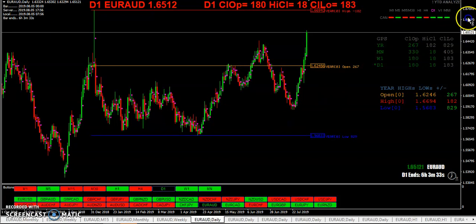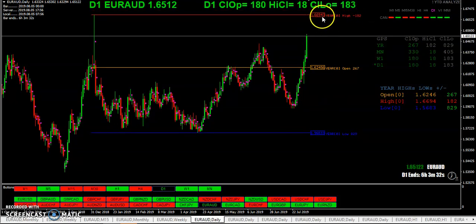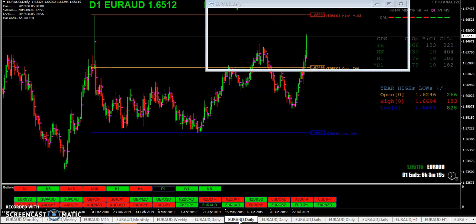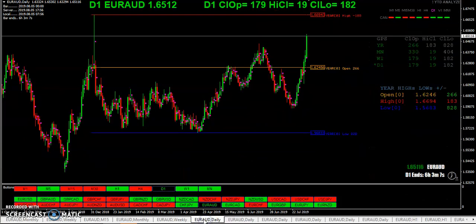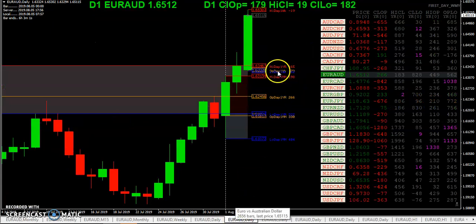And looking at the yearly chart, you can see here 1.6694 was the yearly high. That might be a place to look for it to turn around. Then again, it could rocket right through there. 1.6694. This is interesting. On the first day of the year, right here, you see it started off in that zone, and then it popped right out of it.